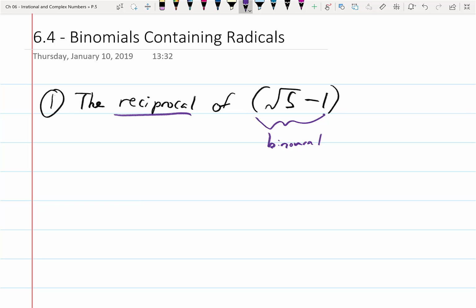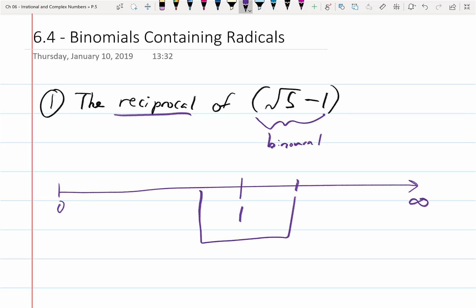You should know what the word reciprocal means. The reciprocal of any number is the number that when you multiply by that number, you get the number 1. If I give you that number line I gave you last semester, with 1 in the middle, positive infinity on the right side and 0 on the left side, every number between 1 and infinity has a reciprocal between 0 and 1. They match up very, very evenly.